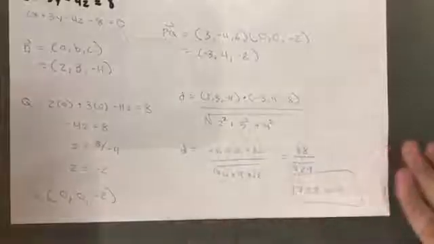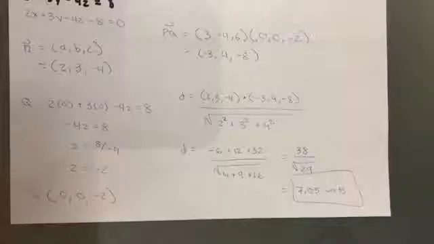And that's going to be your answer. So therefore, the distance between each point and the given plane is going to be 7.05 units.